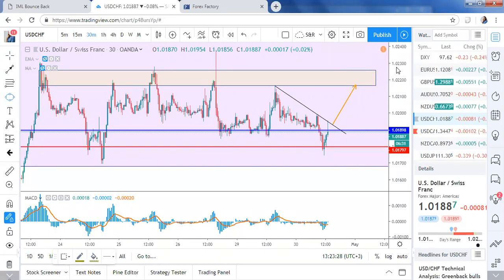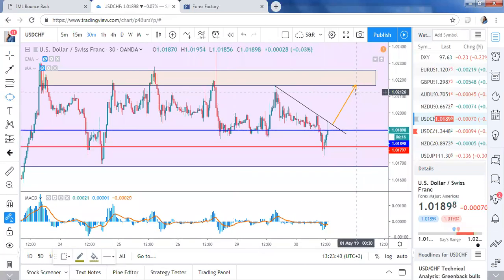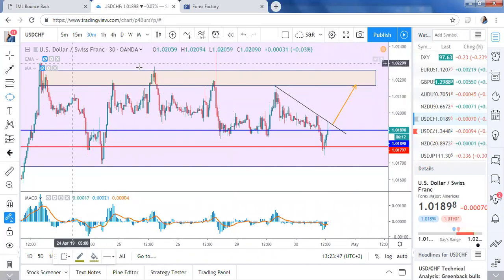1.02200, 1.02300. Notice what the market is doing within these whole numbers, these areas. So you guys have a take profit point for your new bounce back.